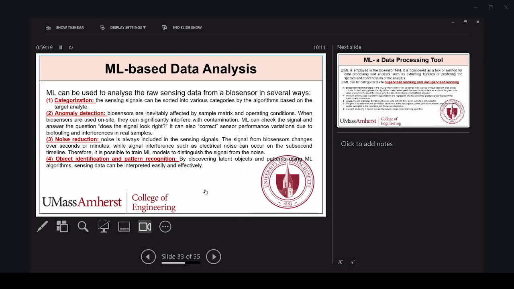And noise reduction. Noise is always included in sensing signals. That is there everywhere, in almost all characterization methods. The signal from biosensors changes over seconds or minutes, while signal interference such as electrical noise can occur on a subsecond timeline. So it is possible to train this ML model to differentiate the signal from the noise. We need only the proper signal, not the noise, right? Also object identification and pattern recognition, by discovering latent objects or patterns using machine learning algorithms. Sensing data can be interpreted easily and effectively.